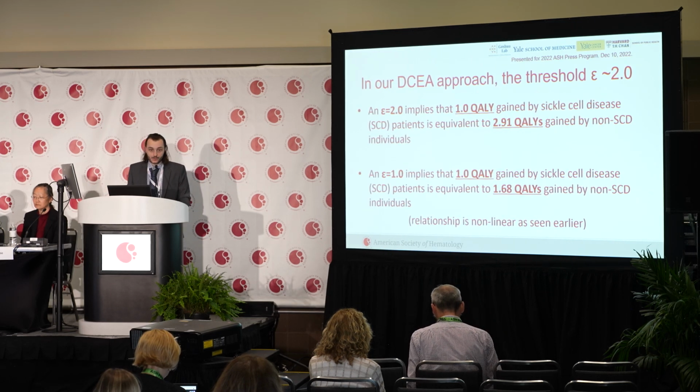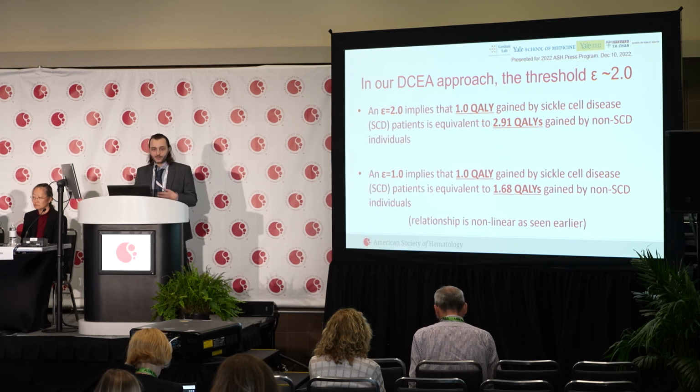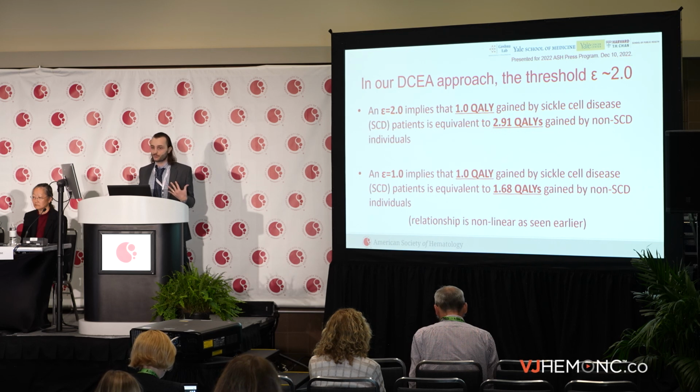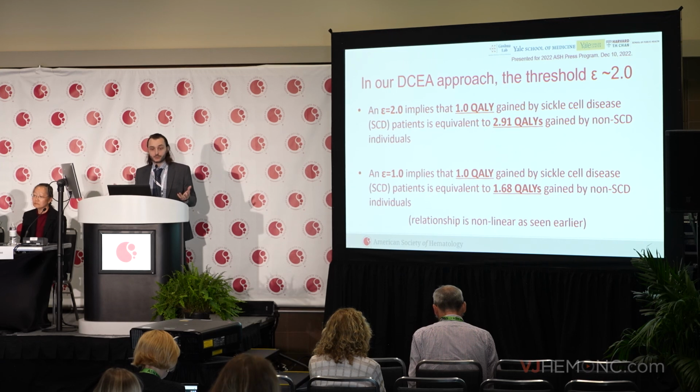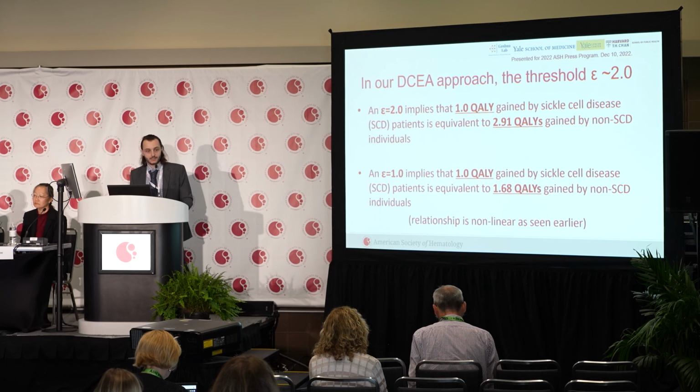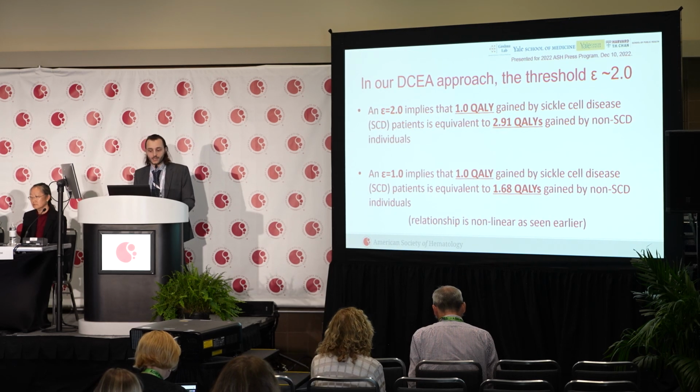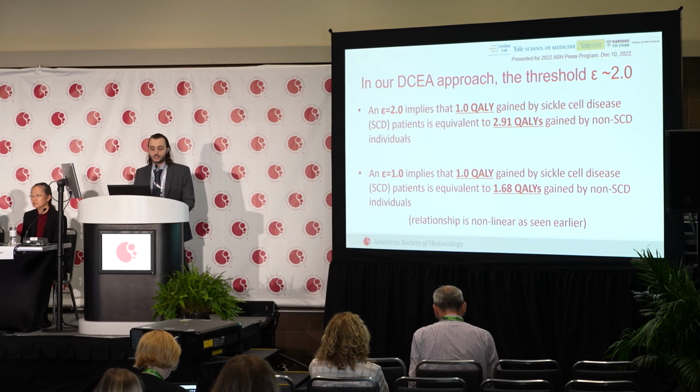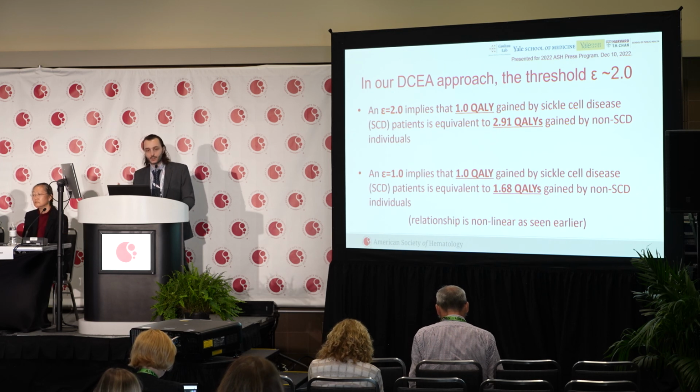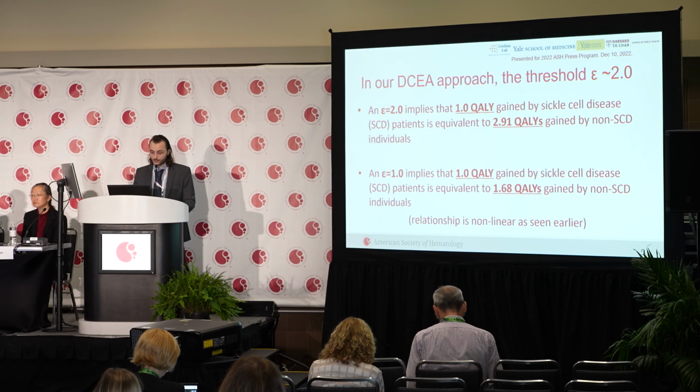So before I show you the results in the sensitivity analysis, to amplify that point one more time, that the relationship is not linear, what does it actually mean practically, for our patients, for the public, for stakeholders? So an epsilon of 2 implies that one quality adjusted life year gained by a patient with sickle cell disease is equivalent to 2.91 qualities gained by a patient without sickle cell disease. And an epsilon of 1, you can see here, implies that 1 quality gained by a patient with sickle cell disease is equivalent to 1.68 qualities gained by a patient without sickle cell disease. And again, our epsilon here is 2.